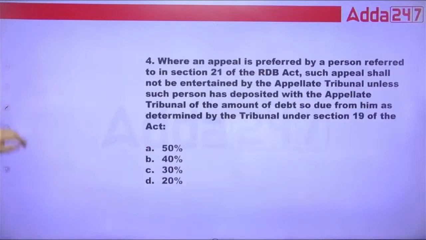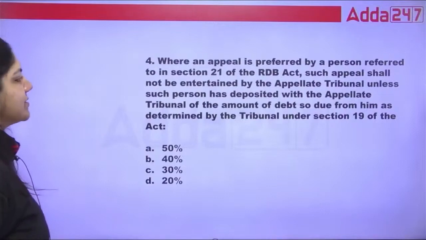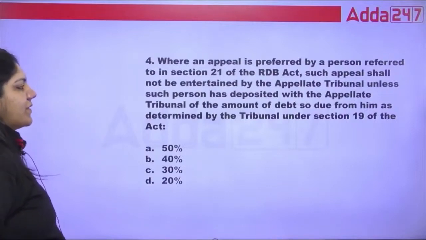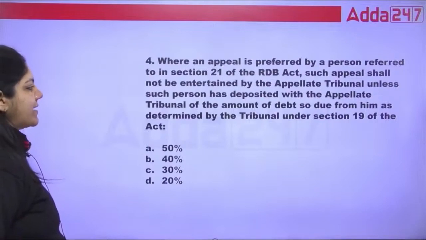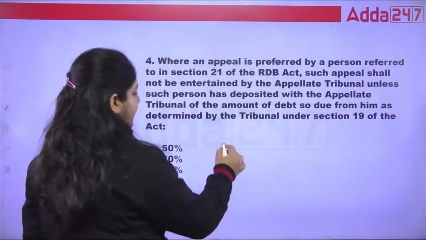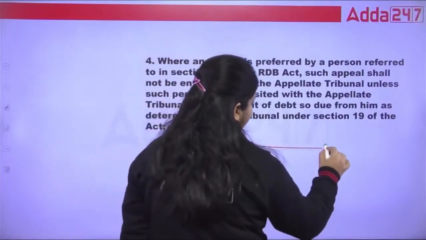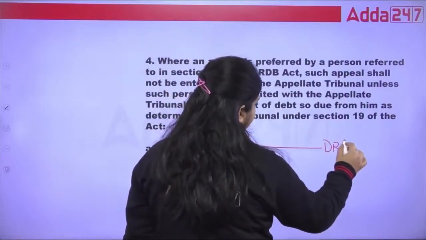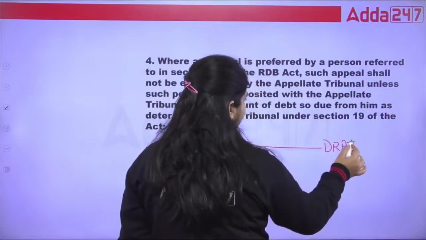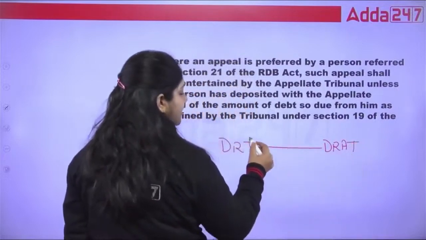Now, where an appeal is preferred by a person referred to in section 21 of this act, such appeal shall not be entertained by the appellate tribunal unless such person has deposited with the appellate tribunal the amount of debt so due from him as determined by the tribunal. This is DRT, and this is DRAT.